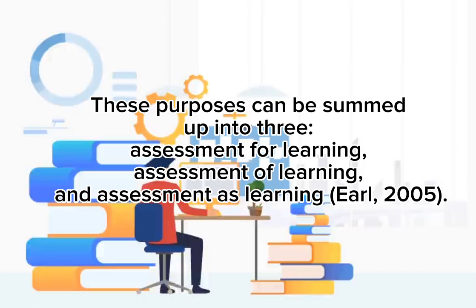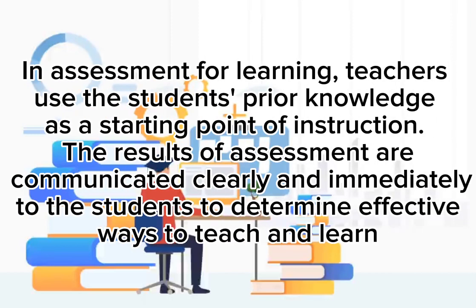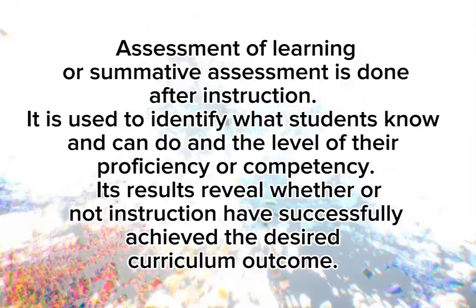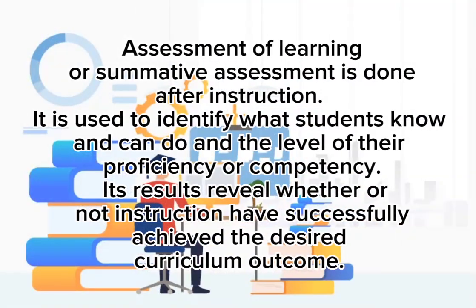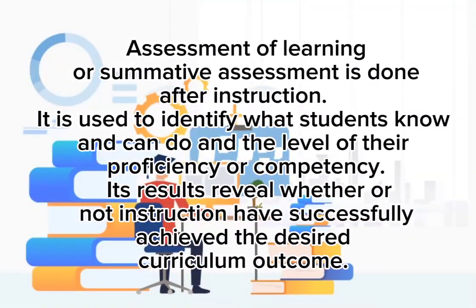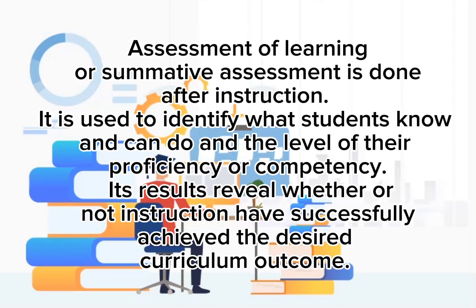Earl, 2005. In assessment for learning, teachers use the students' prior knowledge as a starting point of instruction. The results of assessment are communicated clearly and immediately to the students to determine effective ways to teach and learn. Assessment of learning, or summative assessment, is done after instruction. It is used to identify what students know and can do and the level of their proficiency or competency.